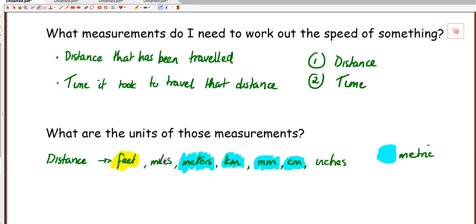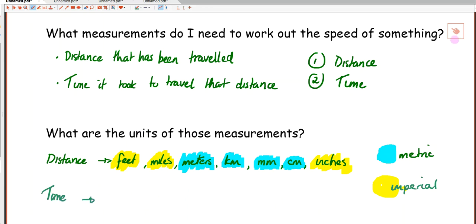Which ones do you guys use most often? The blue or the yellow? The blue? Okay. That's because they're easier to use. Oh, I think they are. All right, so we've got measurements for distance. The other one then, let's think about the measurement for time.